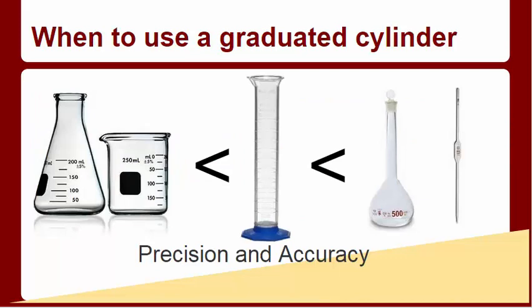So when are we supposed to use a graduated cylinder? If we see here, we have different pictures of lab equipment, and as we move to the right, the precision and accuracy increases. So when you're measuring liquids using a flask or a beaker, like the ones on the left, the precision and accuracy is not that good.